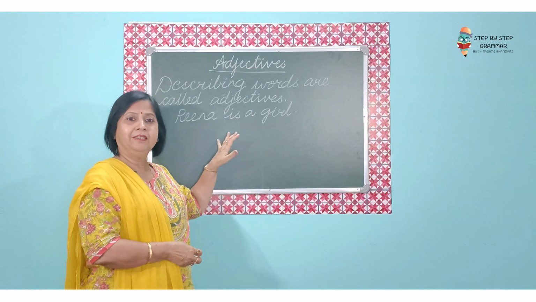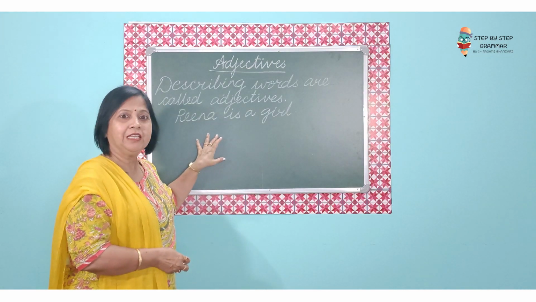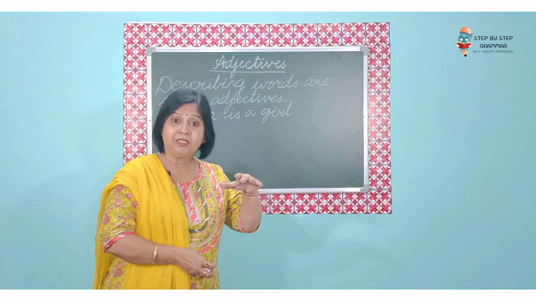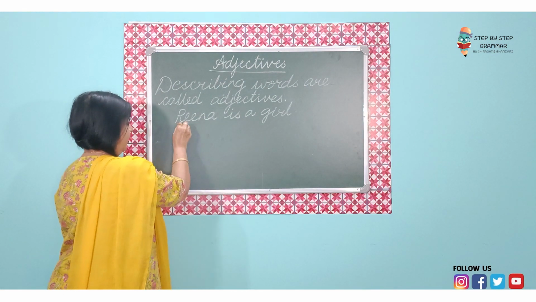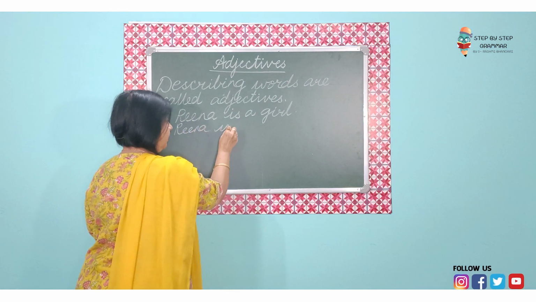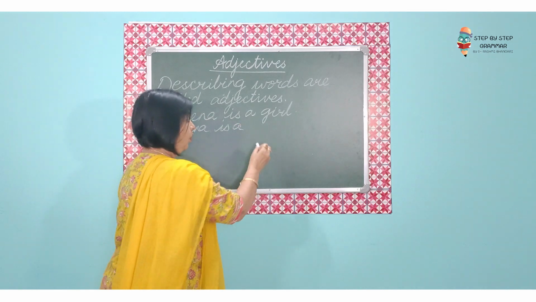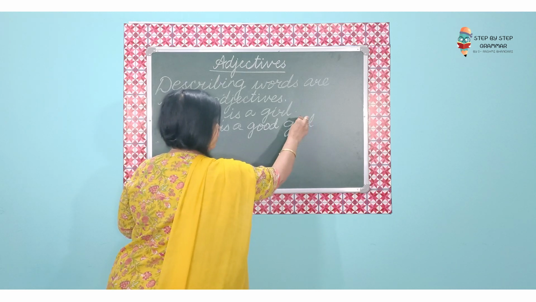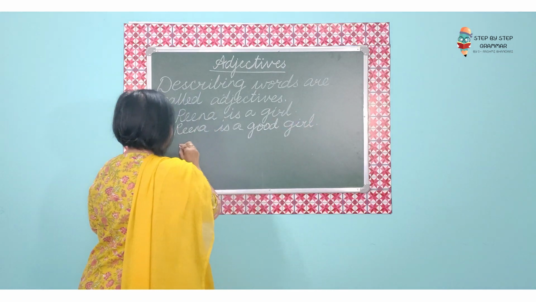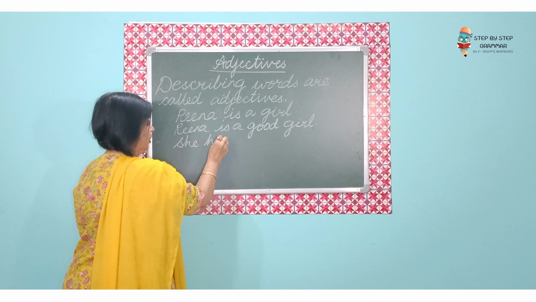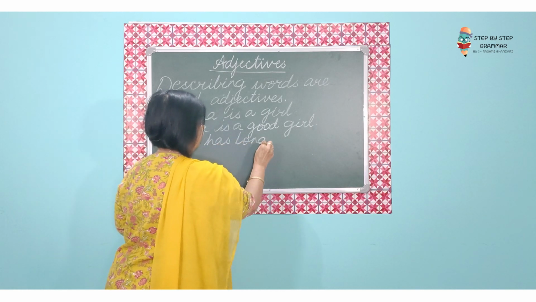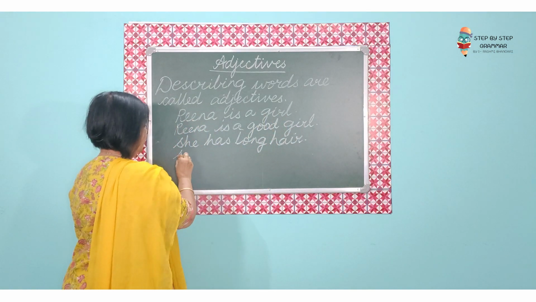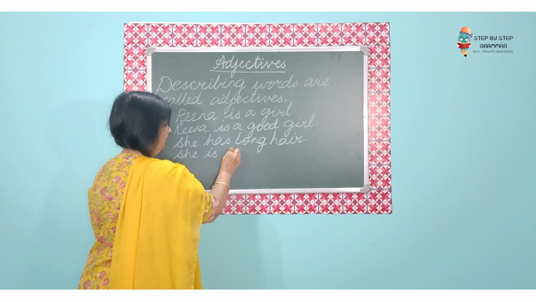Now, for example, the sentence that I have written, Reena is a girl. Now, we only know that there is a girl and her name is Reena. But when I say Reena is a good girl, now we know something more about Reena, that she is a good girl. She has long hair. She is 9 years old.